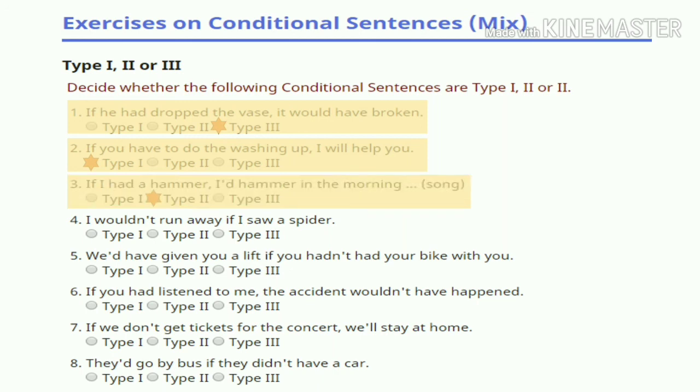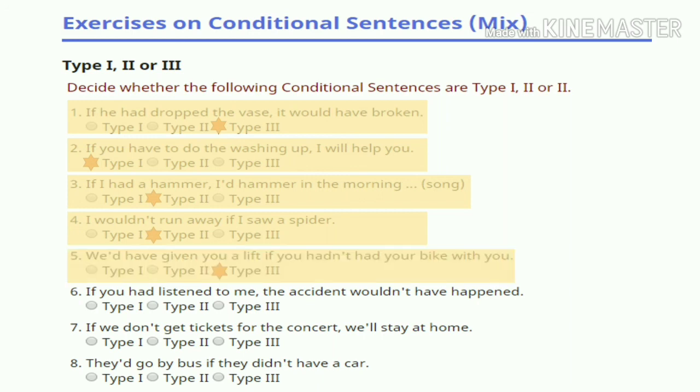That's type 2. I wouldn't run away if I saw a spider. If plus past, plus would, and infinitive. That's type 2. I would have given you a lift if you hadn't had your bike with you. So if you hadn't had, that's if plus past perfect. That's type 3.